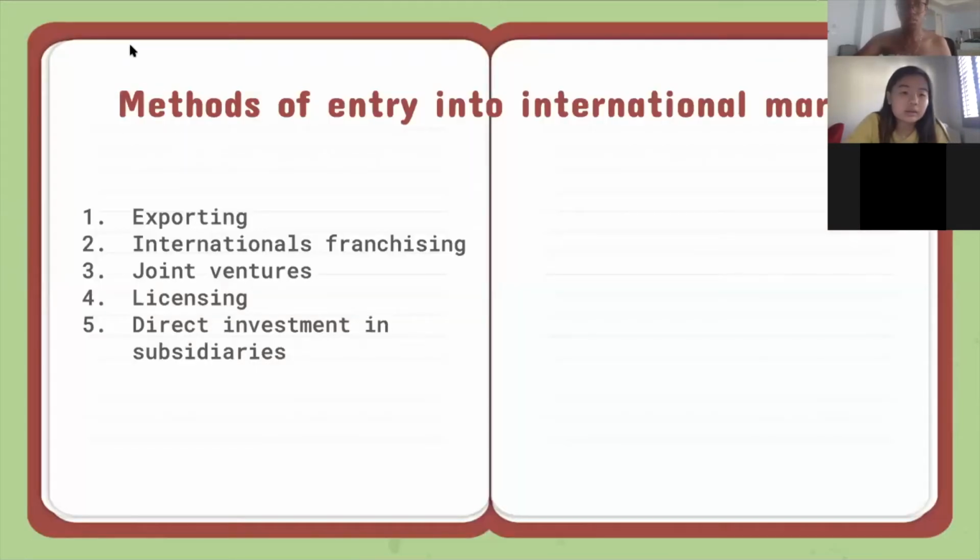Some methods of entry into international markets. So there are 5, and there's obviously more, but these are the main 5. First is exporting. Second, international franchising. So McDonald's, they're an international franchise. Third, joint ventures. Fourth, licensing. And lastly, direct investment in subsidiaries.